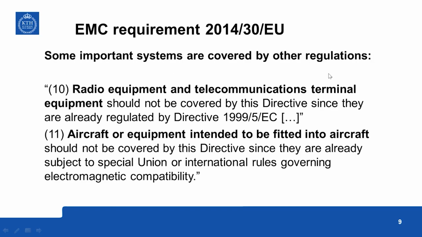Now, some important systems are covered by other regulations. For example, radio equipment and telecommunication terminal equipment have their own directive. Due to their sensitive nature, they have some other special requirements. Similarly, aircraft or equipment intended to be fitted into aircraft have extremely stringent conditions to be met. So that also is covered by special international rules.